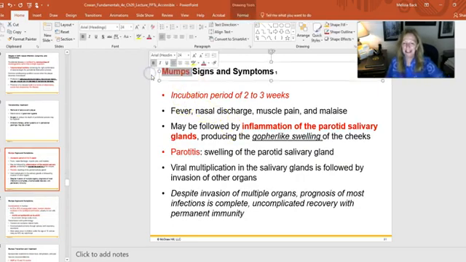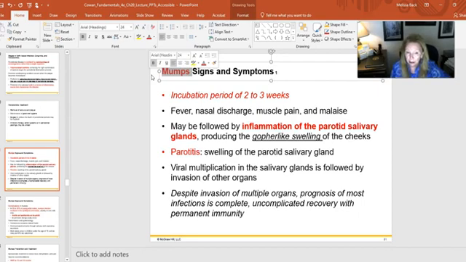Mumps is a disease that we're unfortunately seeing on the rise again because people are not getting enough immunizations, so we lose herd protection of our populations. We saw almost none of this in the United States over the last 30 years, but in the last few years we're seeing outbreaks of this again. This is a preventable disease with immunization and herd immunity.